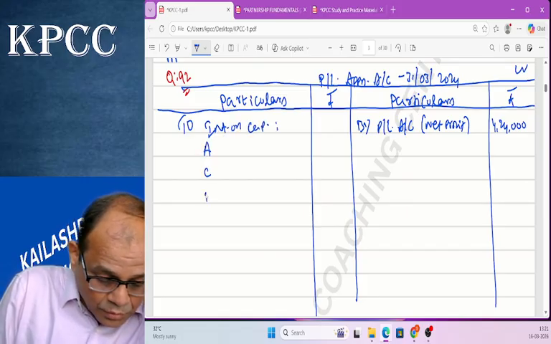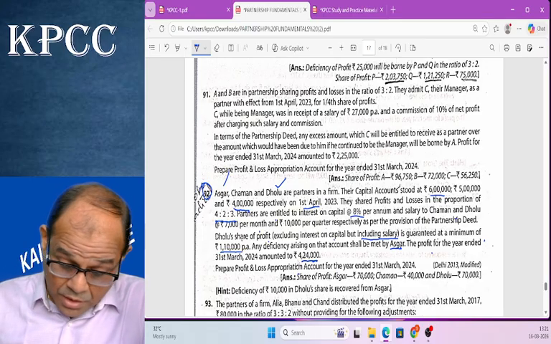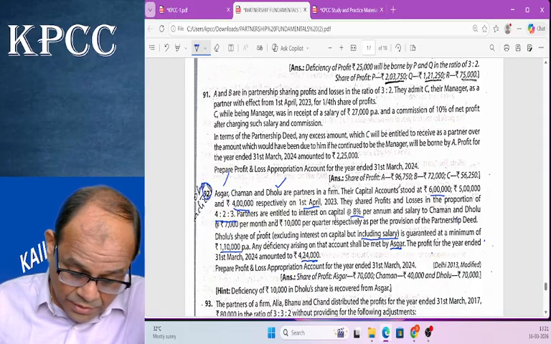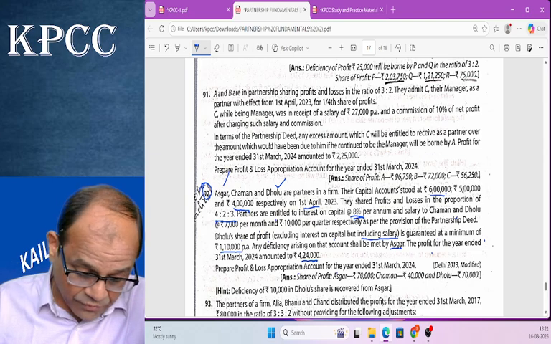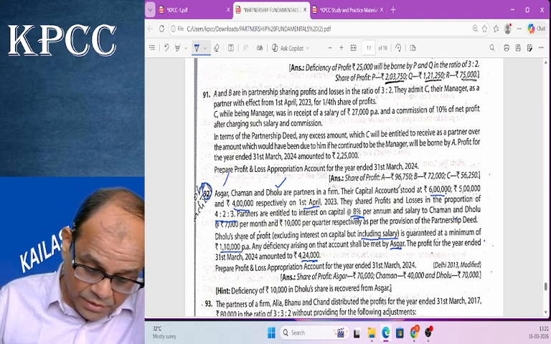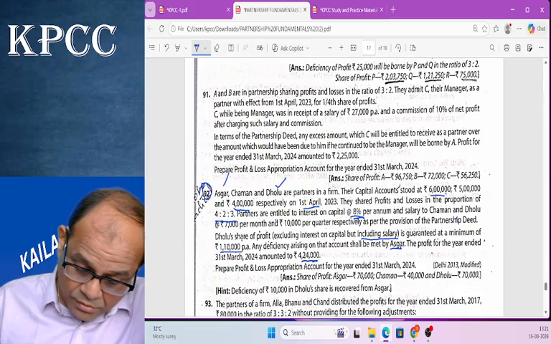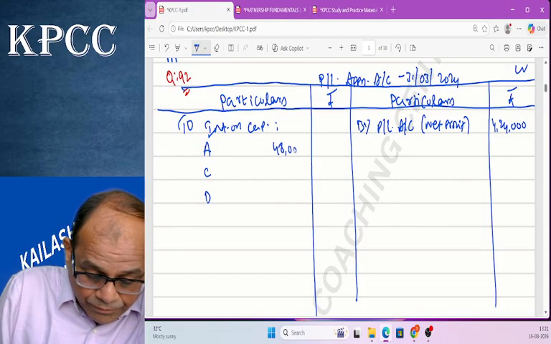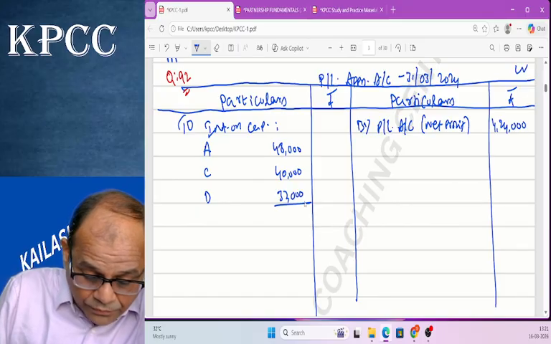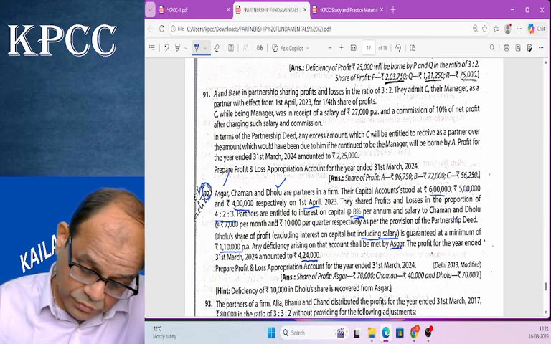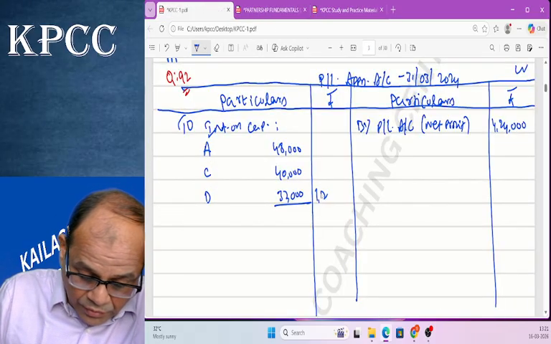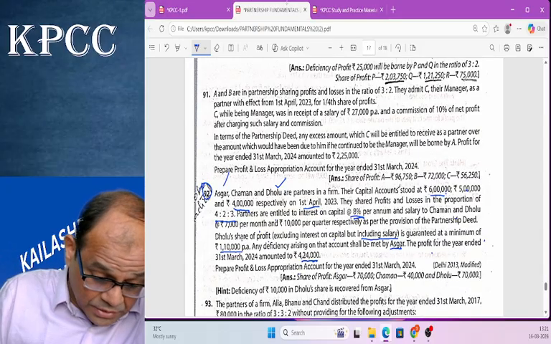Asgar, Chaman, Dolu. Now 6 lakhs, 5 lakhs, 4 lakhs. What is the rate of interest on capital he has given? 8%. 6 lakh, 5 lakh, 4 lakh: 48,000, 40,000, 32,000. Now the total amount is 1,20,000. This is interest on capital.